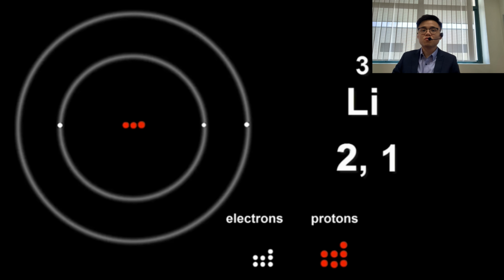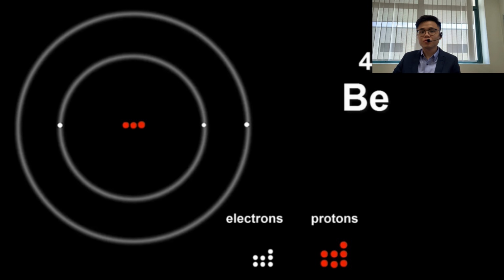What is atom number 4? And how many protons and electrons does it have? And where do they live? Did you say beryllium? With 4 protons and 4 electrons. With 4 protons living in the nucleus, 2 electrons in the first shell and 2 electrons in the second shell, beryllium has an electronic configuration of 2, 2.